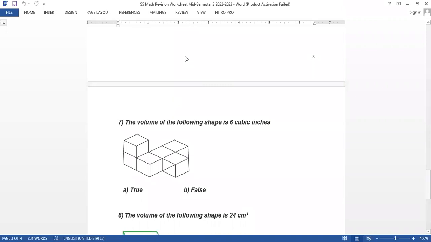Now, here another question, true or false. The volume of the following shape is 6 cubic inches. Now let me count. 1, 2, 3, 4, 5, 6. So we just count, and it's true, 6.